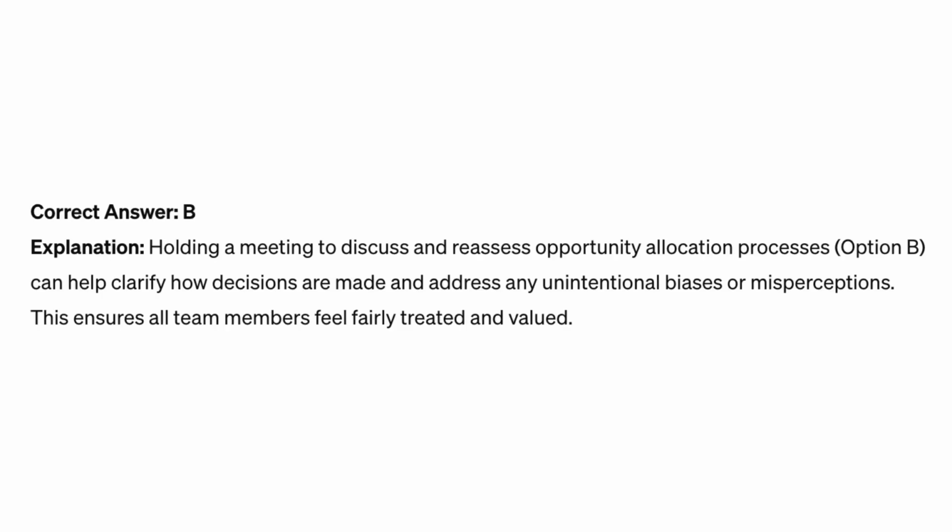Correct answer B. Explanation: holding a meeting to discuss and reassess opportunity allocation processes. Option B can help clarify how decisions are made and address any unintentional biases or misperceptions. This ensures all team members feel fairly treated and valued.